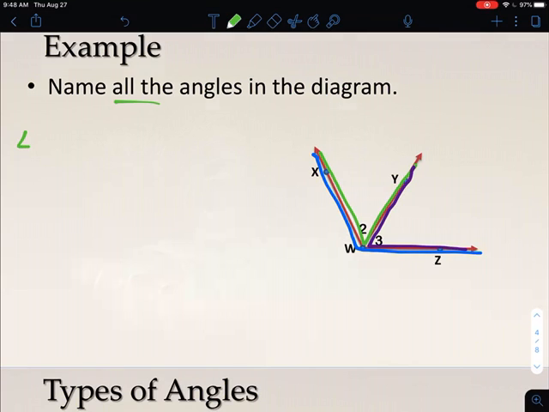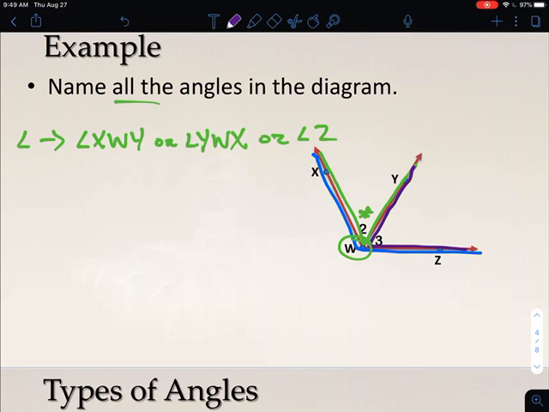So for the green angle, I have quite a few options here. We can use the three letters. As long as W, because that's the vertex, as long as W is in the middle, I can use those three letters in either order. So angle XWY or angle YWX. Either one would work. Also, note that they gave me a number inside the angle here. So inside this green angle, I could use that number and call this angle 2.